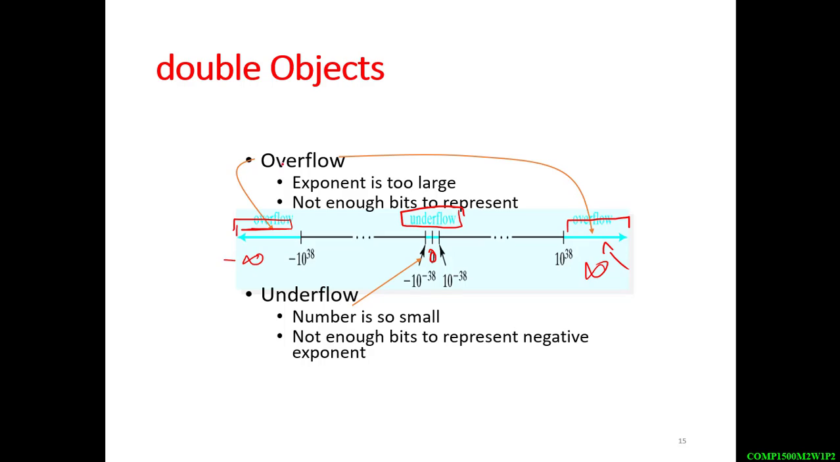So for the overflow, the exponent is too large, not enough bits to be represented. For the underflow, the number is too small, so not enough bits to represent the negative exponent.